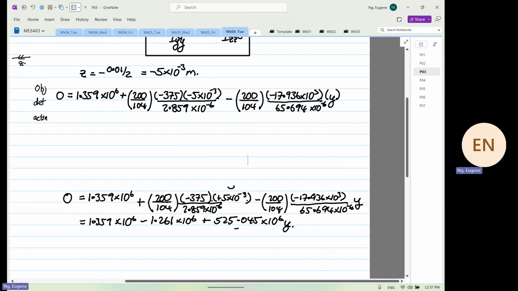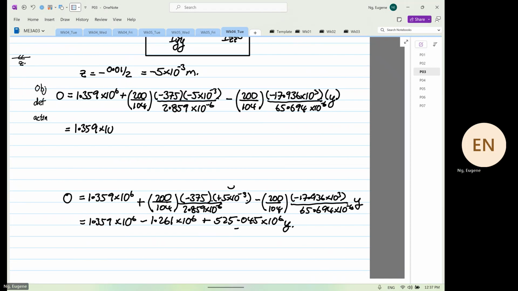Okay, so the first set of numbers are the same. Now this one is different. You have a minus down here rather than a plus. So minus minus will become plus. The value is the same. And then the last one, everything is the same. So this is going to be minus minus will be plus 525.045 times 10 to the power 6y.